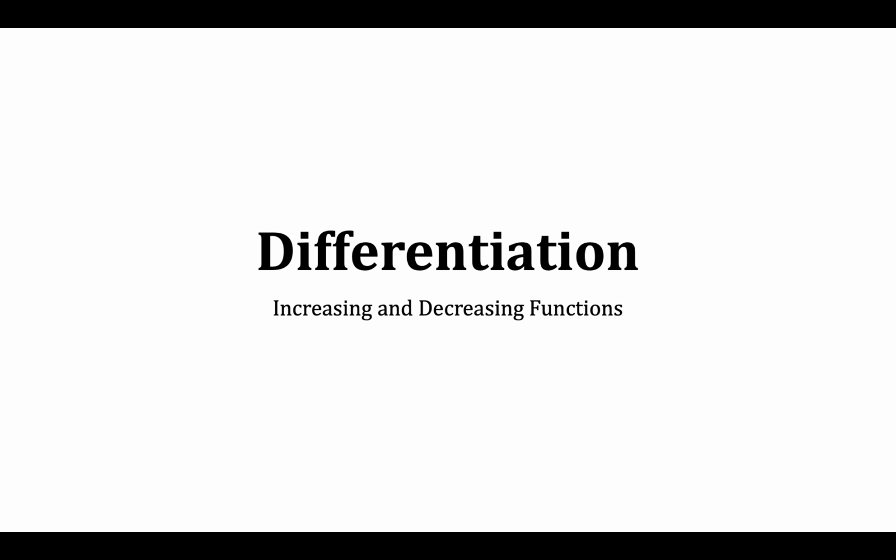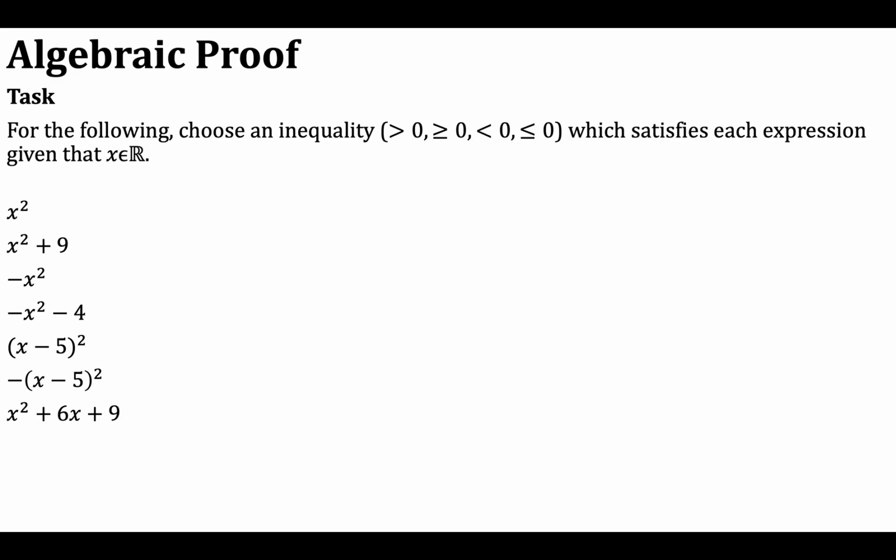In this video, we're going to continue to look at increasing and decreasing functions. So firstly, we're going to have a look at a task on algebraic proof. For the following expressions in this task, if we were given a value for x in the real numbers, what values would these be, basically? Would they be positive? Would they be positive or equal to 0, so greater than or equal to 0? Would they be less than 0, so negative, or would they be less than or equal to 0?